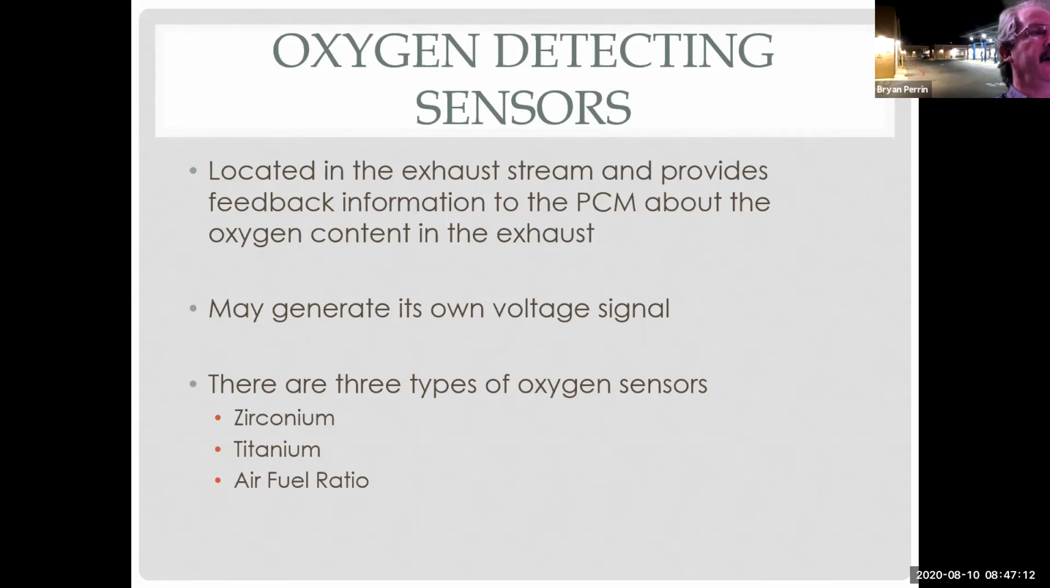They're located in the exhaust stream and provide feedback information to the PCM about the relative oxygen content in the exhaust. So this is really more about relative than absolute. In front of my catalytic converter, I have more oxygen than I do after it. Yet my oxygen sensor in front of the catalytic converter may say it's rich and my one after may say it's lean, because they're not looking at just oxygen percentage. They're looking at the oxygen ratio compared to the other gases.